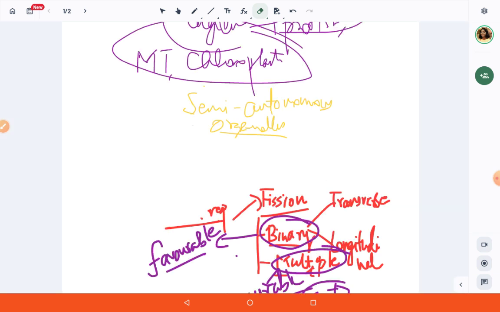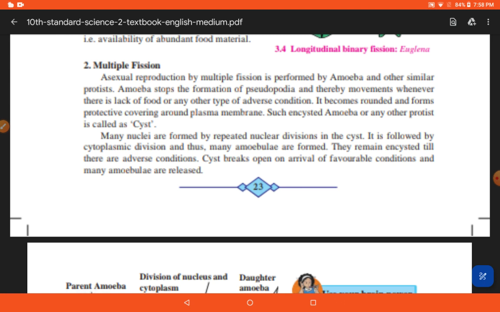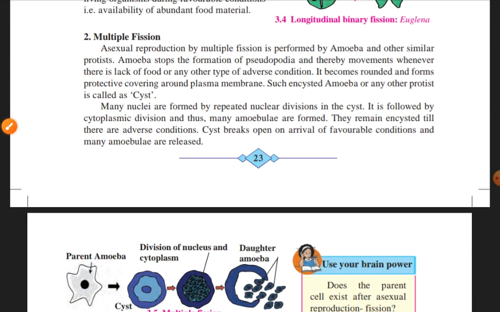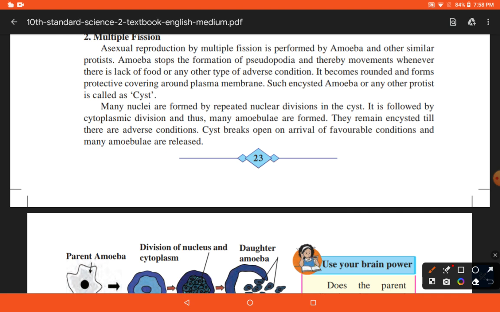Now we'll come back to here. Let's see what's given here. Multiple fission: here asexual reproduction is performed by amoeba and other similar protists. It stops the formation of pseudopodia. I told you the pseudopodia is blocked. Movements are lagged. When the pseudopodia blockage is there, the amoeba will not be able to move, so its movements will also be blocked. And whenever there is a lack of food or adverse conditions, it will become rounded. It will form a protective covering around its plasma membrane, that is cyst or capsule.